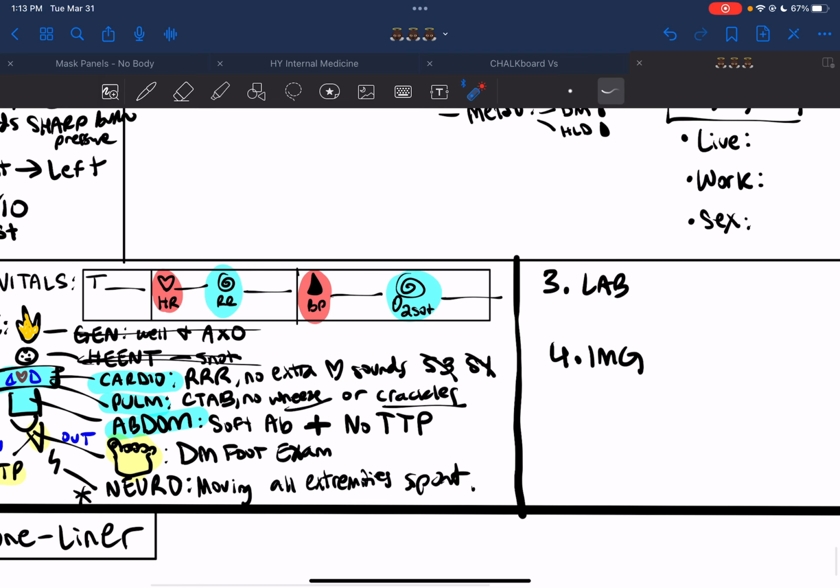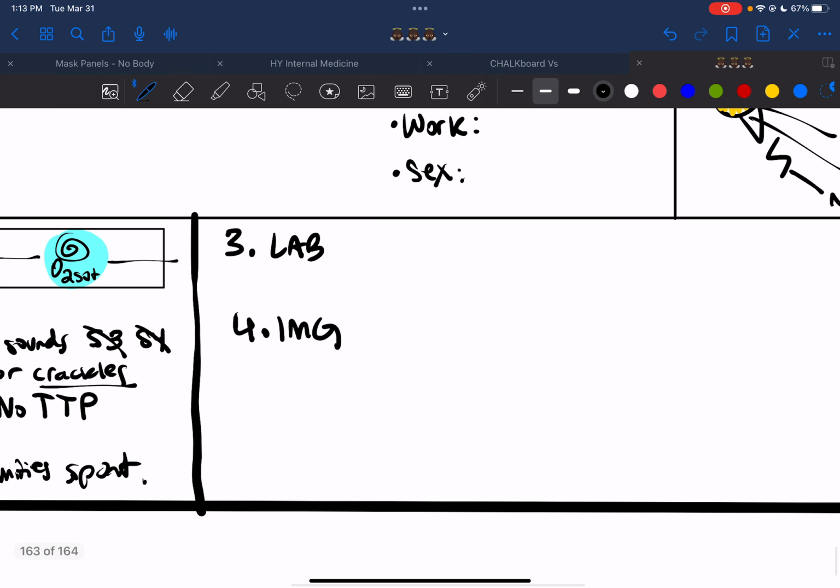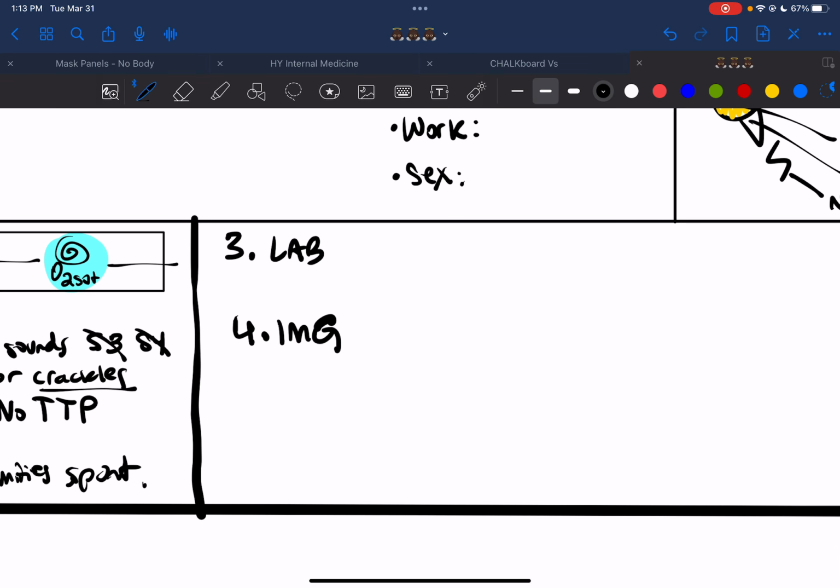And the order is a certain order. Keep everything in this order. Because imaging is more expensive and time-consuming than labs. So we get labs first, and then we get imaging after if we need to. That's why it's in this order.